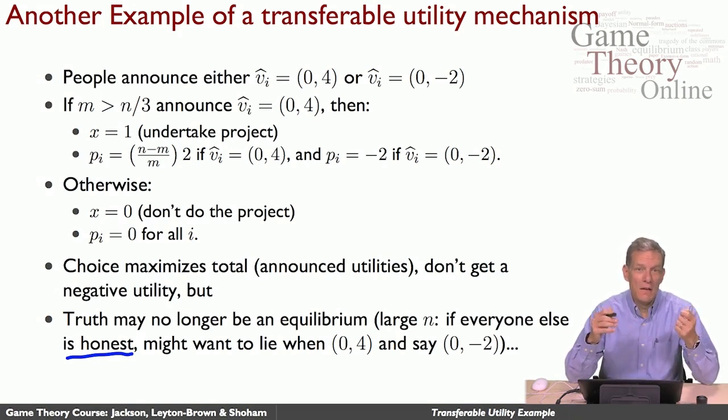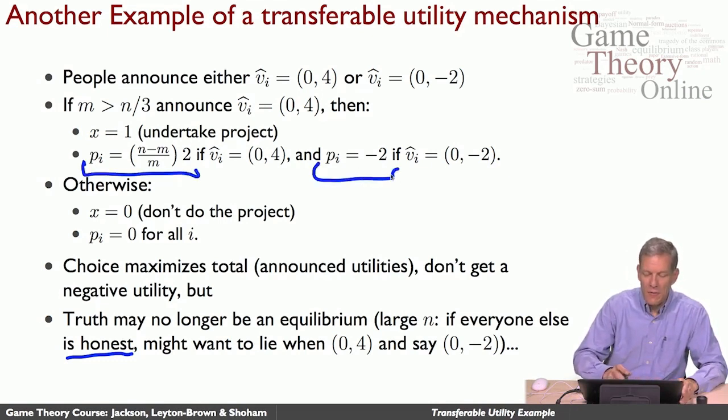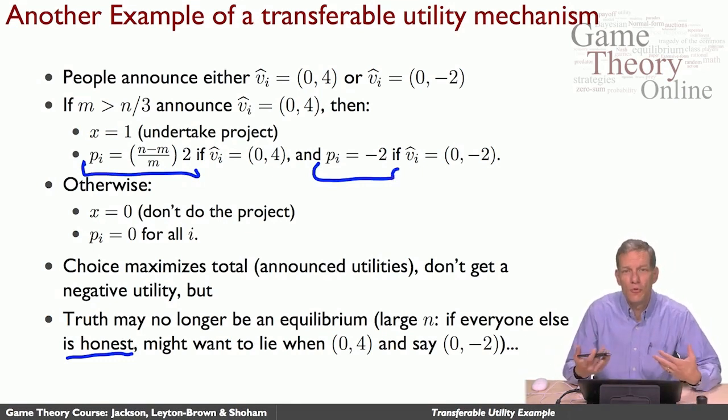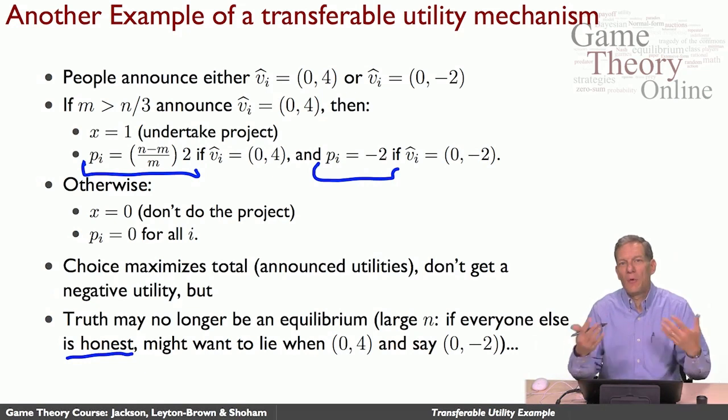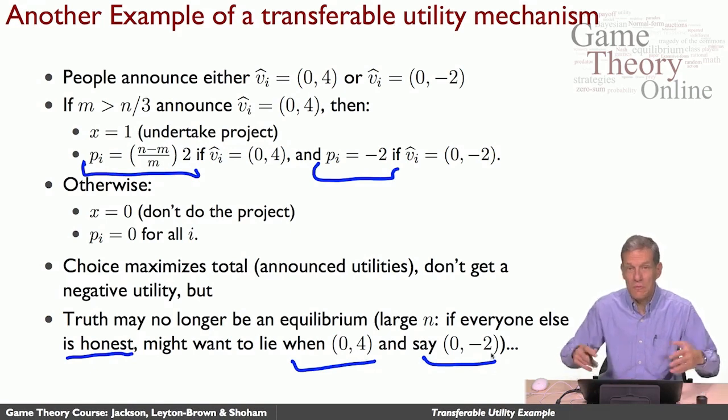And so then all that happens is my type is going to affect my payment, right? So it affects whether I'm making a payment into the system or getting a payment out. And we're going to lose truth as an equilibrium because I realize my vote's not going to make a difference. Now if I'm a 0-4 type, maybe I pretend to be a type who's receiving pain from the project so that people make a payment to me instead of me having to make a payment in.